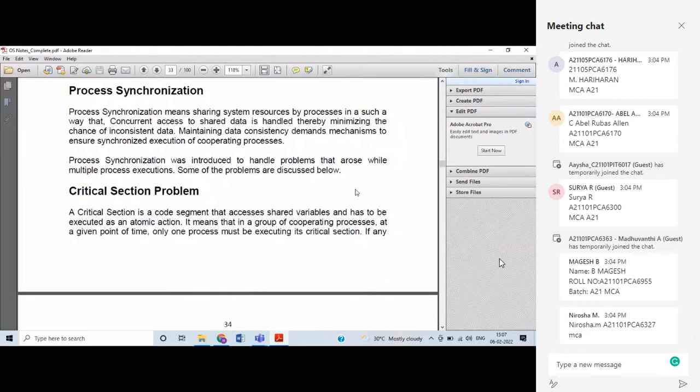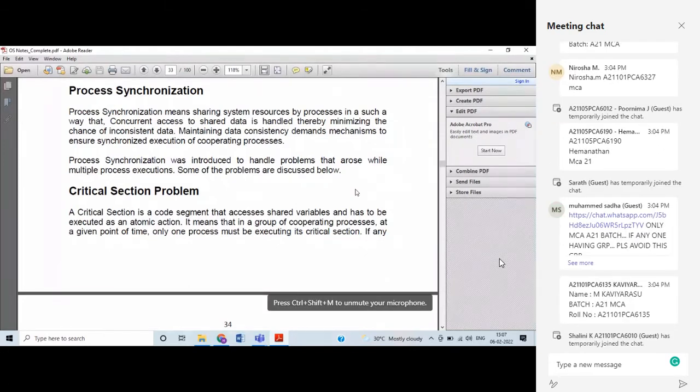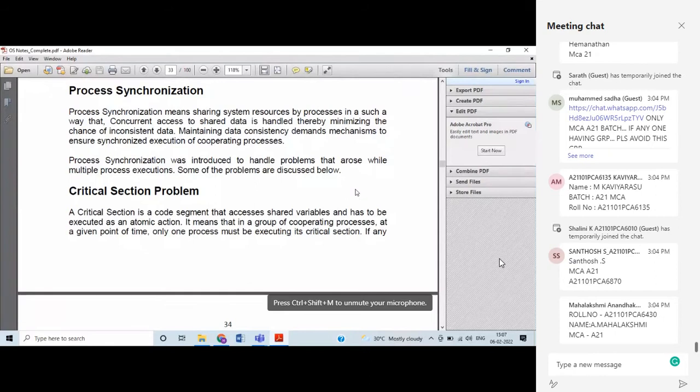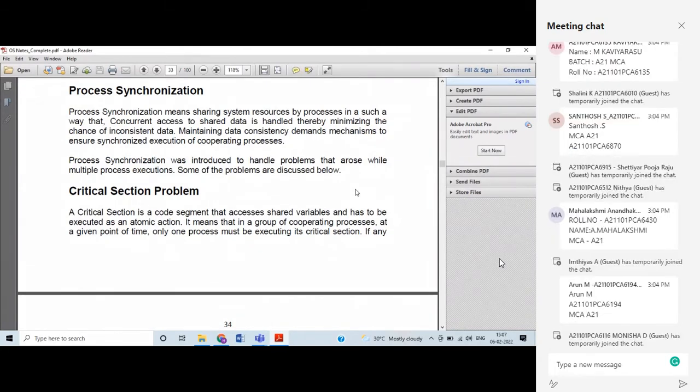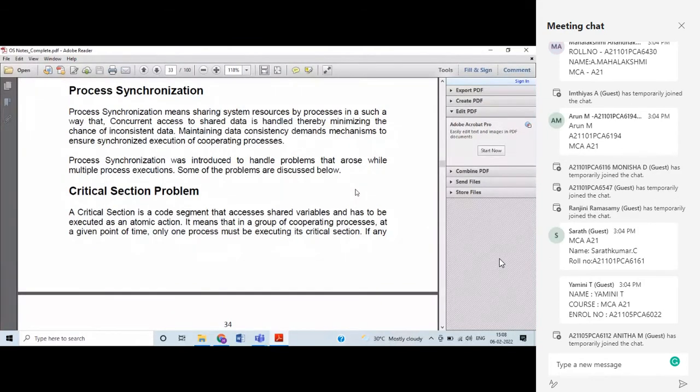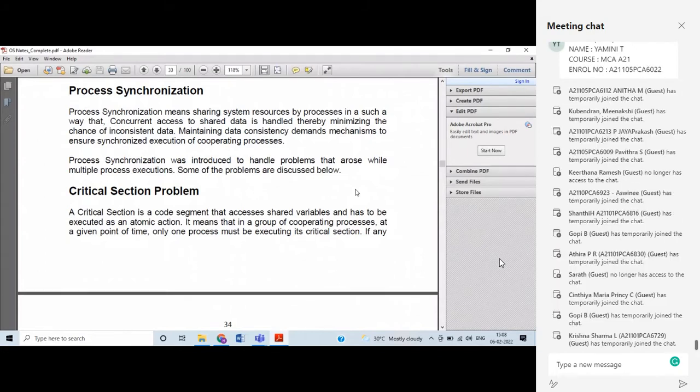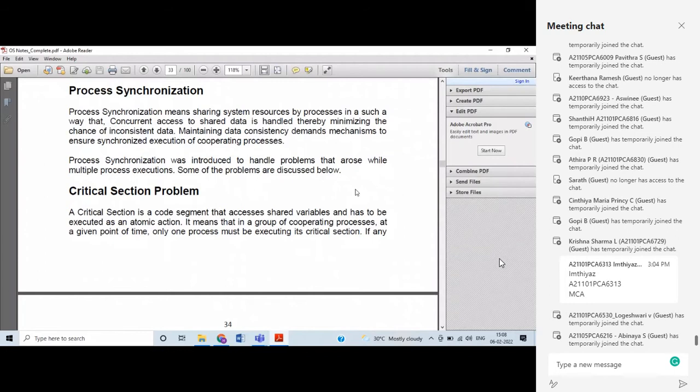Since one data is shared by many processes, it should be handled very carefully in order to avoid the chance of inconsistent data. The data should not be changed. Though the data is shared by many processes, the quality of data should not be disturbed. So that is the concept here. Students, I hope you understand the meaning of process synchronization. Yes or no? Yes, ma'am.